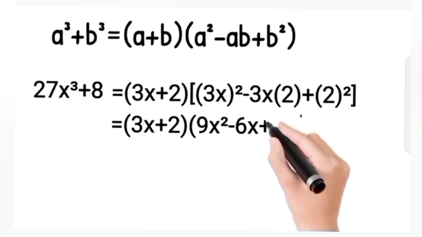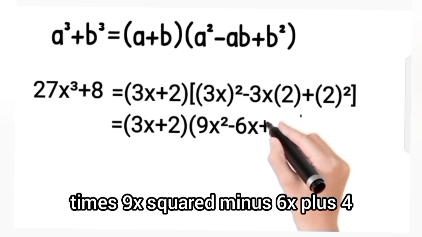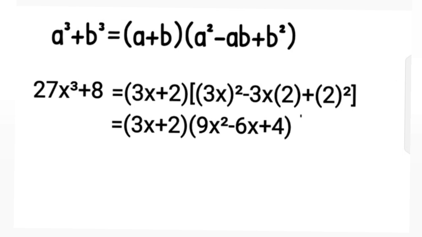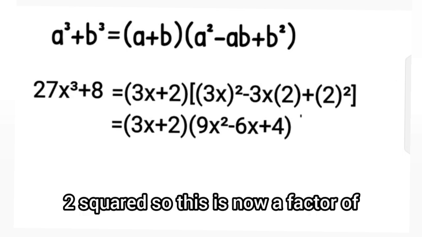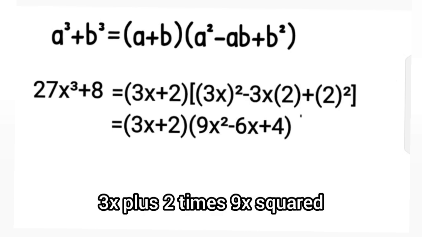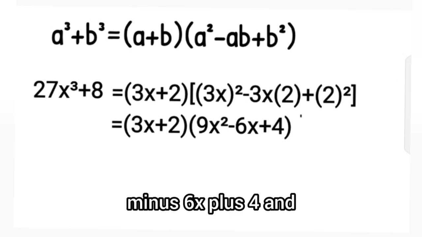3x plus 2 times 9x squared minus 6x plus 4. 9x squared is from 3x squared, and 6x is from 3x times 2, and 4 is from 2 squared. So this is now a factor. So 27x cubed plus 8 is equal to 3x plus 2 times 9x squared minus 6x plus 4.